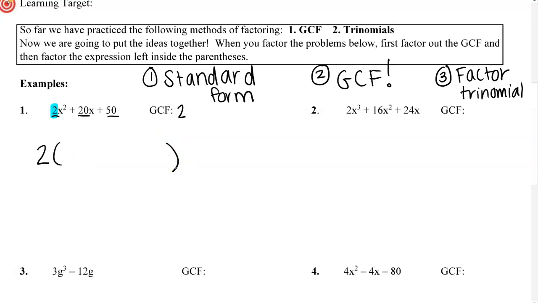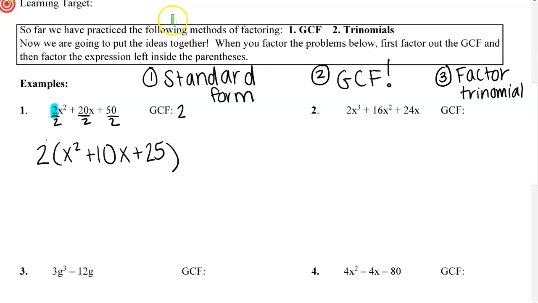And then in parentheses, I want to ask myself, 2 times what would give me 2x squared? So this should be an x squared. 2 times what would give me positive 20? So this should be a positive 10x. And 2 times what would give me 50? 25. Okay, you can also divide each of these terms by 2 and write the result in the parentheses.